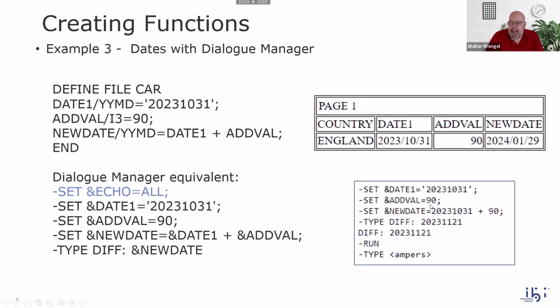you'll see that the first set is a literal, so we're going to see what we put in. The second set is a literal, but now new date is going to be 2023-10/31 plus 90. So it's the number 20,231,031 plus 90, which gives us 20,231,121. And that's why you're seeing what you're seeing.